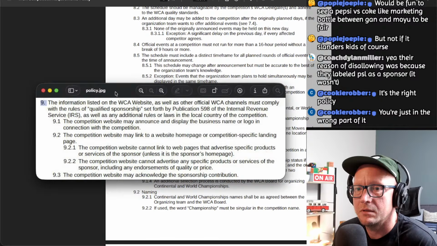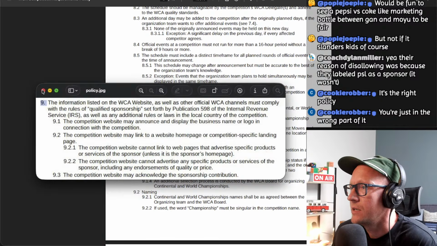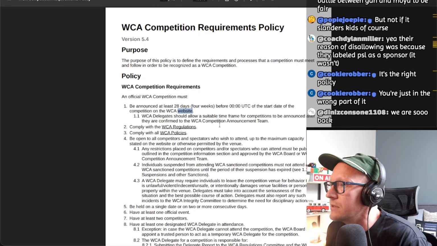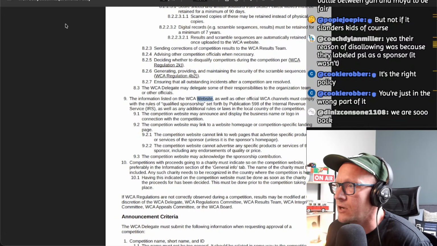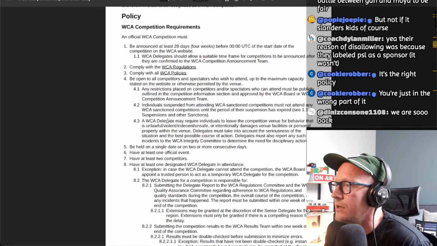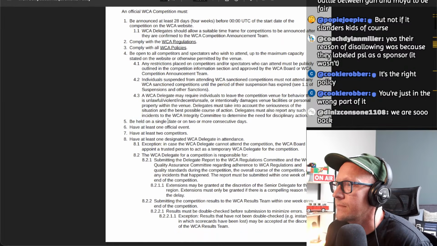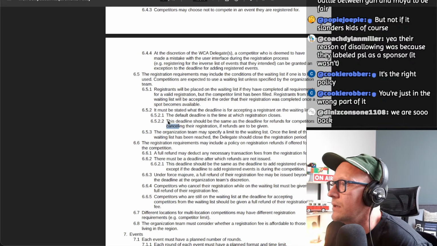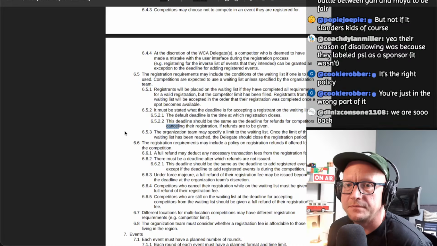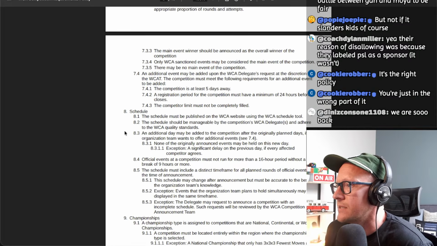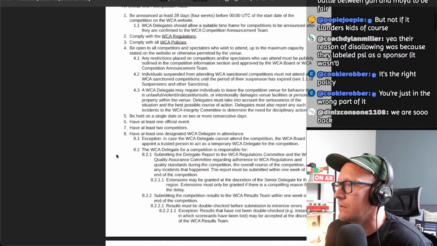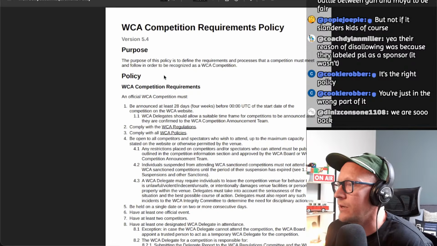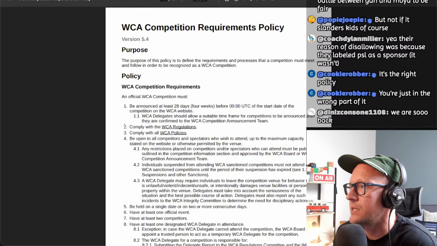So as far as it's the right policy, I'm in the wrong part of it. Information, so website. Oh, there it is. Sorry, my bad. So I am in the right policy. This is the competition requirements policy. So this is number 9 under an official WCA competition must. There's nothing in there about the WCA cancelling it within a certain date. Okay, so it's in section 1, right? Yes. It's in section 1 of the WCA competition requirements policy under a WCA competition must.